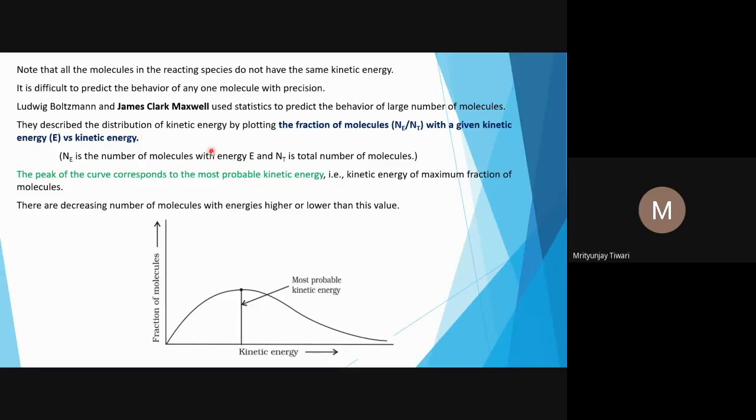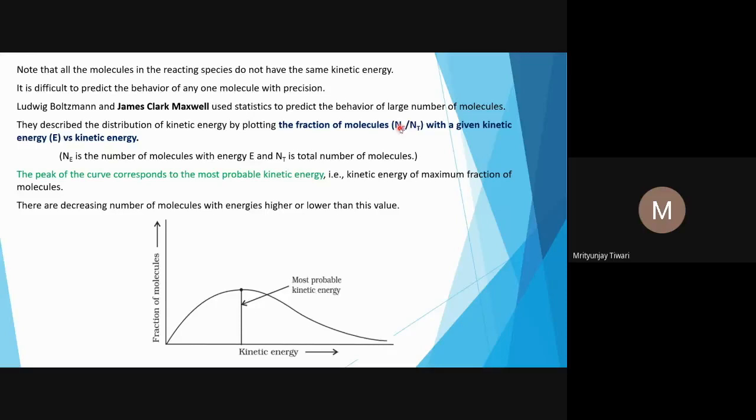So they describe the distribution of kinetic energy by plotting the fraction of molecules with a given kinetic energy versus kinetic energy. Fraction of molecules means what? Ne by Nt. So what is Ne? Ne is the number of molecules with energy E.